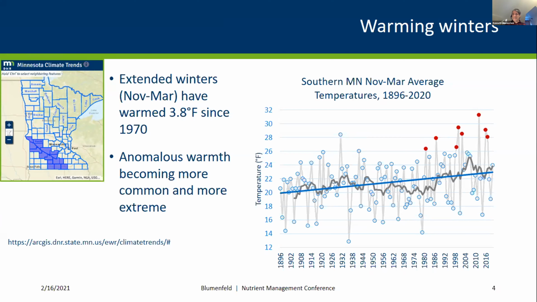But when we look at our extended winters of November through March, they've warmed almost 4 degrees Fahrenheit just since 1970. The anomalous warmth has become more common. It's become more extreme. We've seen fewer of those really cold extremes. So as cold as it has seemed the past several mornings, I think anyone in this audience, especially people who've lived in Minnesota for decades, they know that this is something that used to actually be pretty common.